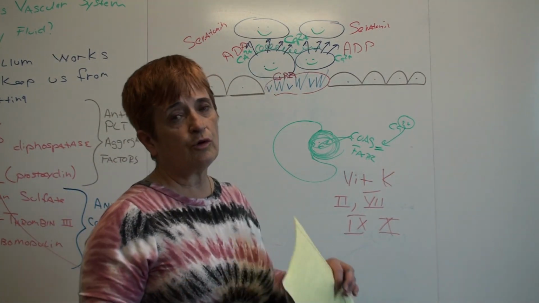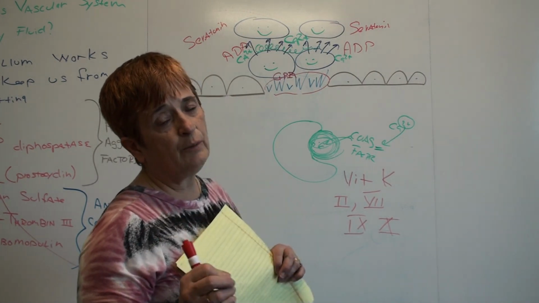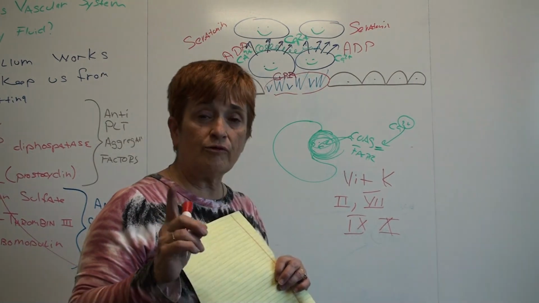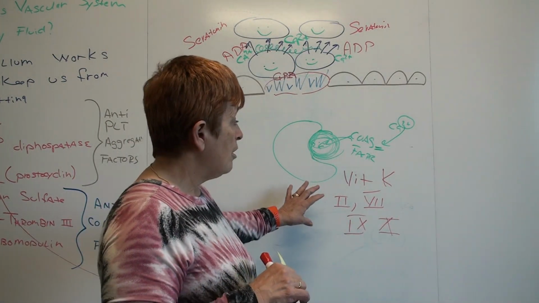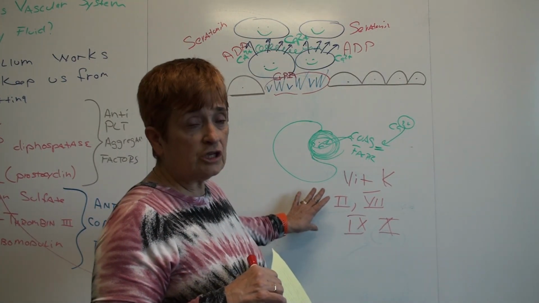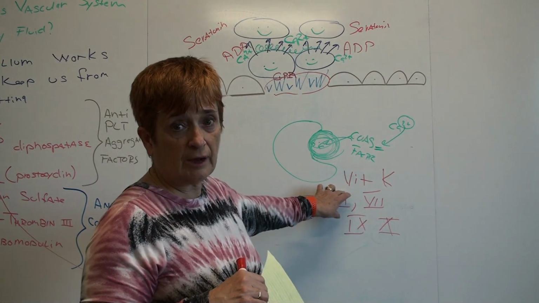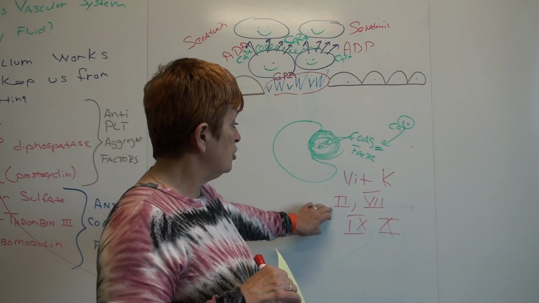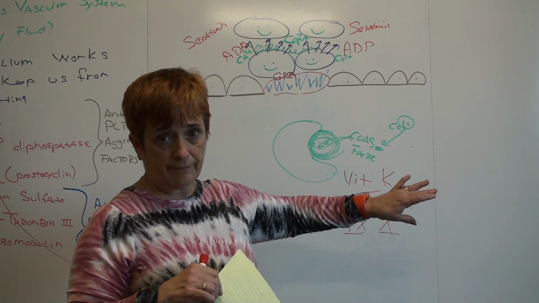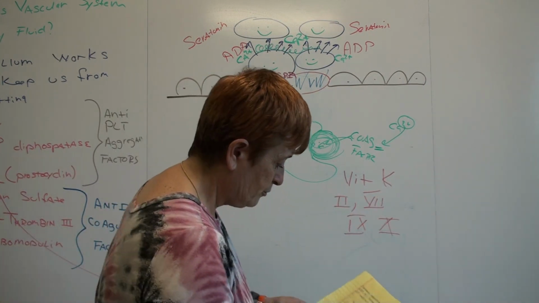But you need to remember that these new types of anticoagulants are not reversible. Coumadin, warfarin, etc. are reversible because all I have to do is give them some vitamin K. So yes, you do have to know vitamin K coagulation factors, 2, 7, 9, 10. Okay, 2, 7, 9, 10.